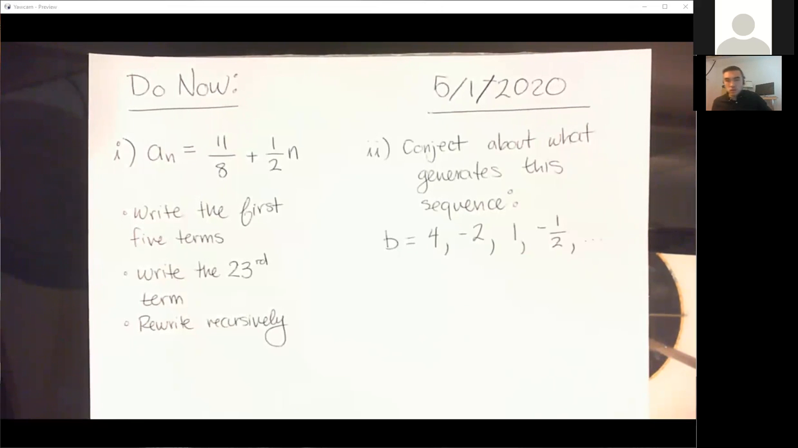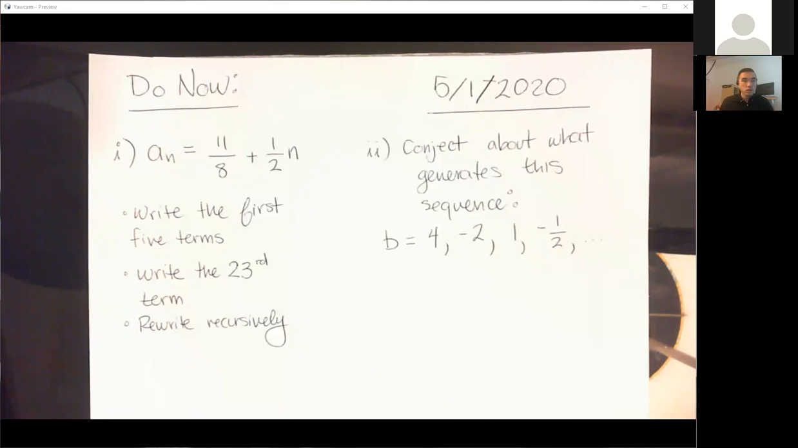So let us go ahead and get started. Today we have two items. Item one: a sub n is a sequence which is generated by the following function, 11 eighths plus 1 half n. What I would like y'all to do is please go across and write the first five terms of this, and then also write the 23rd term of this, and then finally take this and rewrite it recursively.